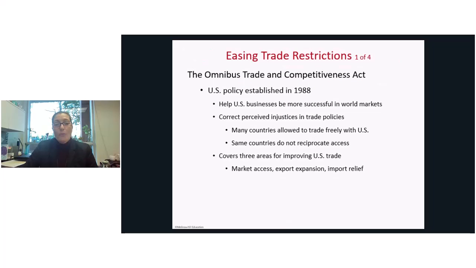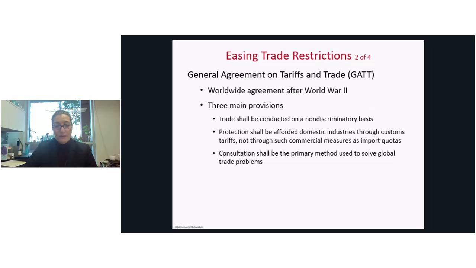So, what's this Omnibus Trade and Competitiveness Act? It's a US policy established in 1988. It helps US businesses more successfully navigate world markets. It helps correct perceived injustices in trade policies. Many countries are allowed to trade freely with the US, but that's not the same. Countries do not reciprocate access, unfortunately. So this act covers 3 areas for improving US trade: market access, export expansion, and import relief.